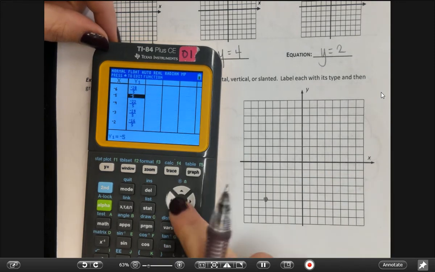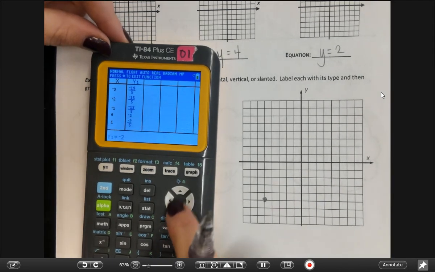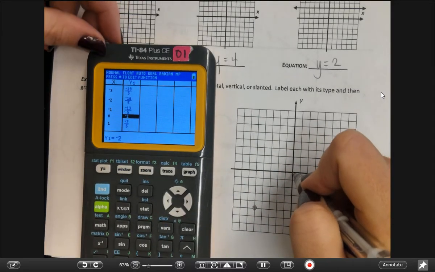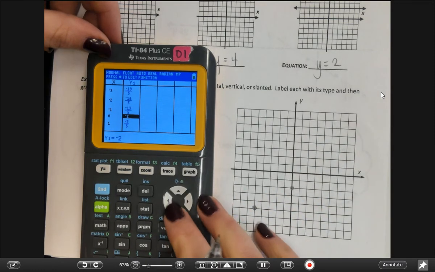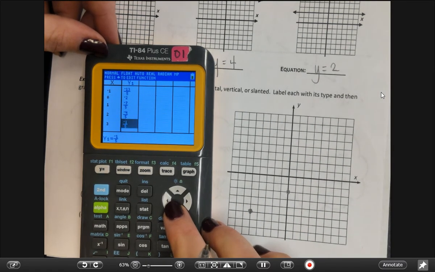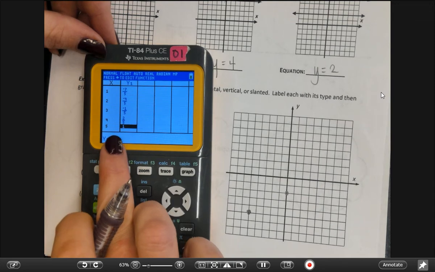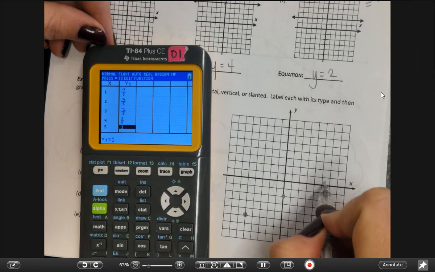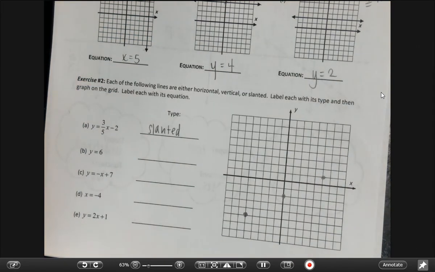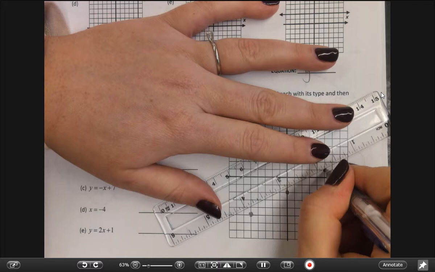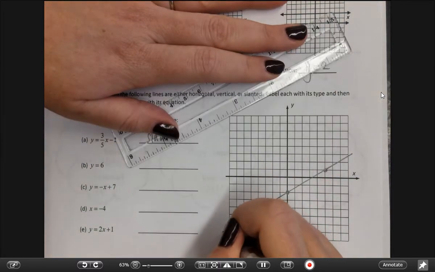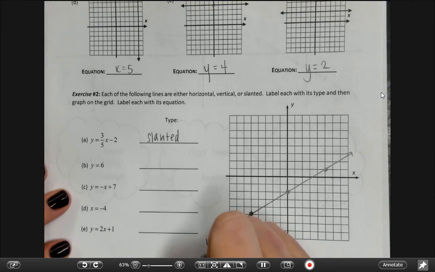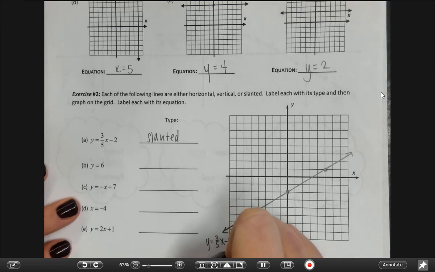I'm going to keep going until I see another whole number. Okay, I get 0, -2. So 0 is right here, down -2. Three points make a line, so I'm going to keep going until I see another one. Oh, here's another whole number: x is 5, y is 1. So 1, 2, 3, 4, 5. Here we go, there's that point. So here is this line. I'm going to graph it, and you better believe I'm going to name it: y equals 3/5 x minus 2.